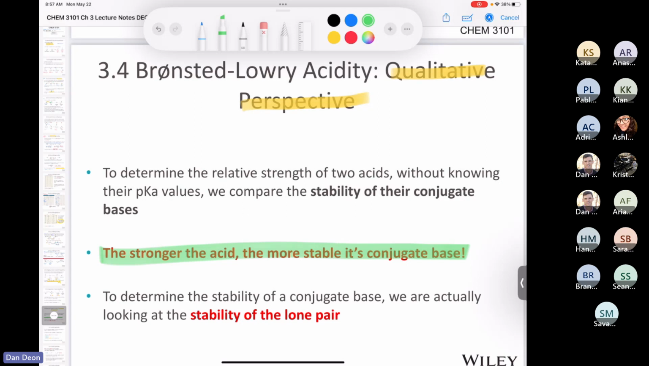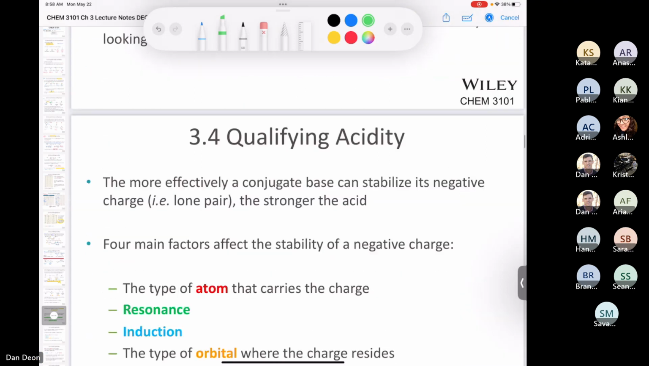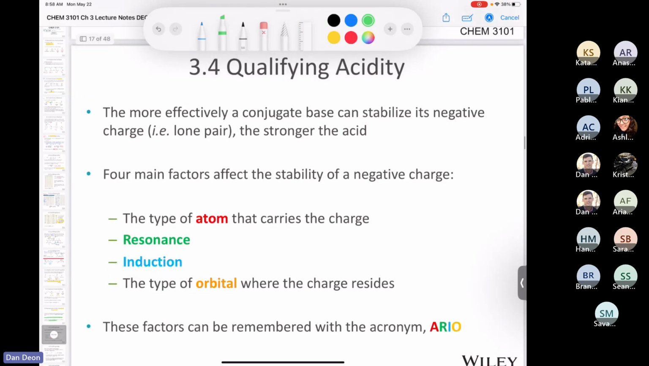So if you're wondering, how do I determine the stability of the conjugate base? What you do is you look at the stability of the lone pair. And that brings us to a concept developed by the man himself, David Klein, the author of our textbook, and he uses this method that he calls ARIO, which he uses to evaluate the stability of a negative charge. So A stands for atom, R stands for resonance, I is induction, and O is orbital.